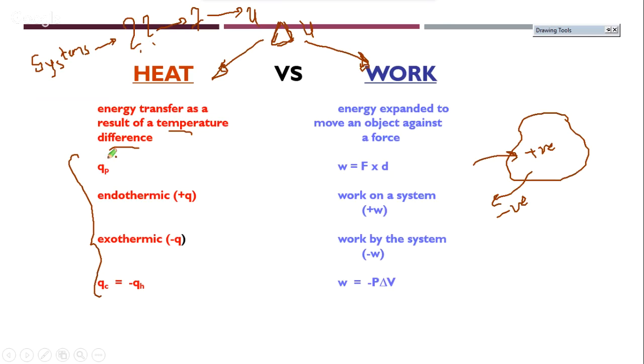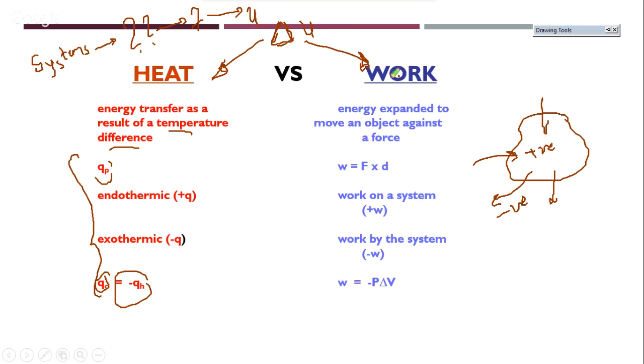Now, you'll see that we have small terms like QP and QC. We are going to look at that in just a few moments. But for the time being, just understand that endothermic, which means heat is taken inside the system, is always positive, and heat given out of the system is always negative.